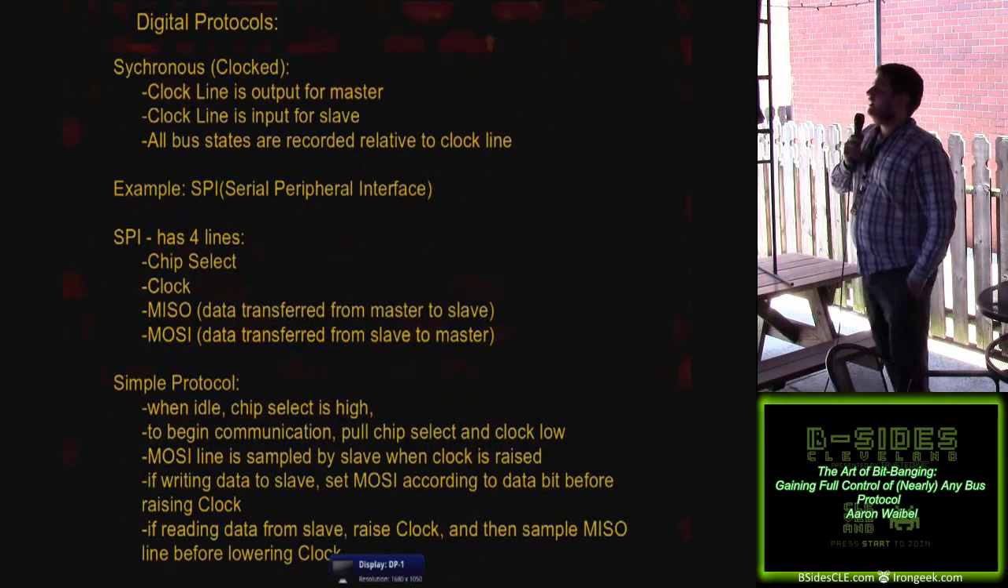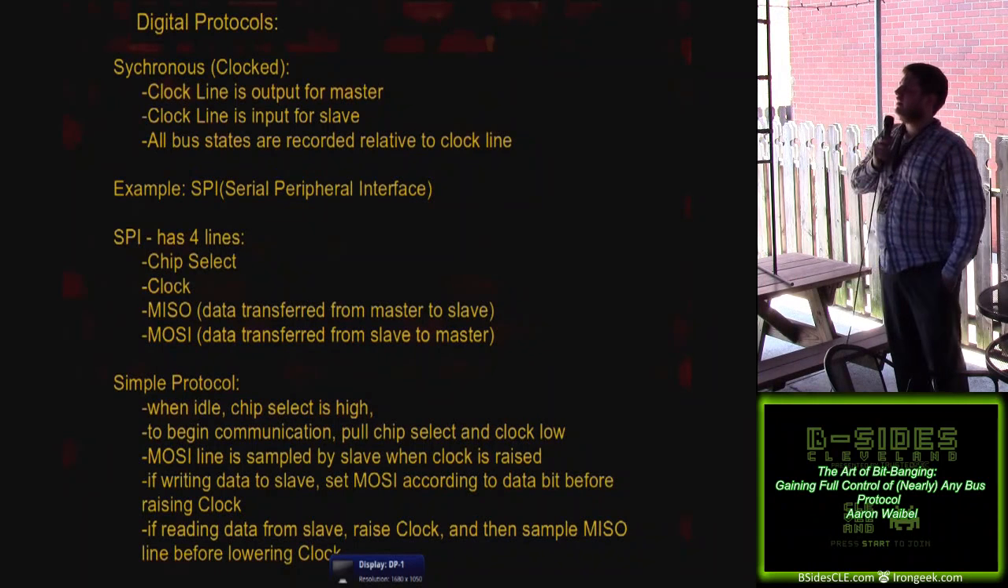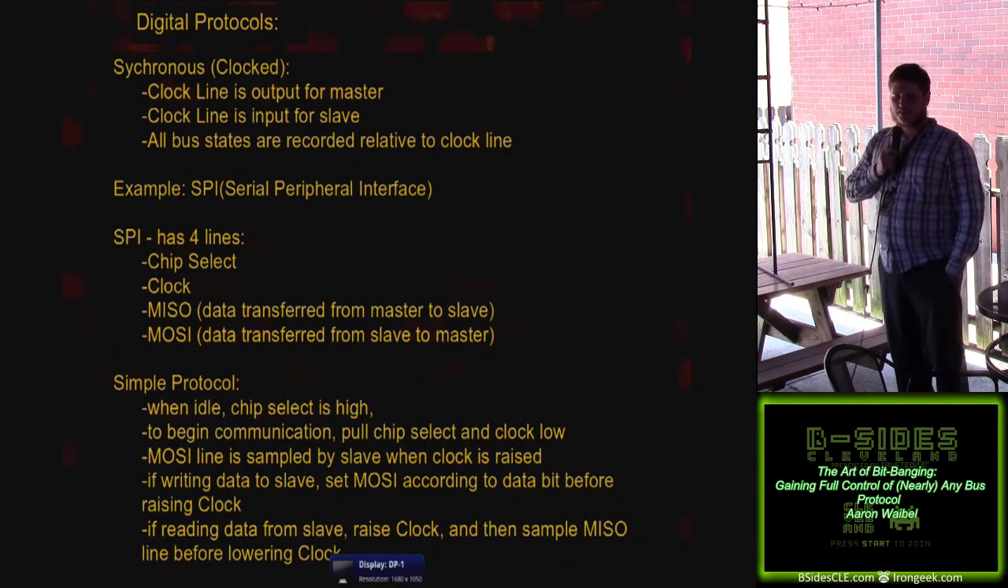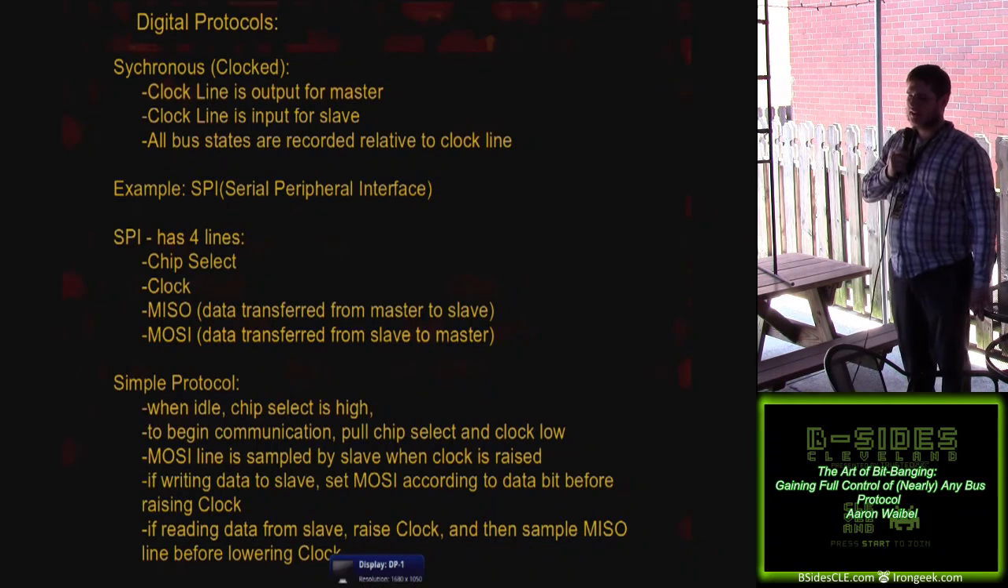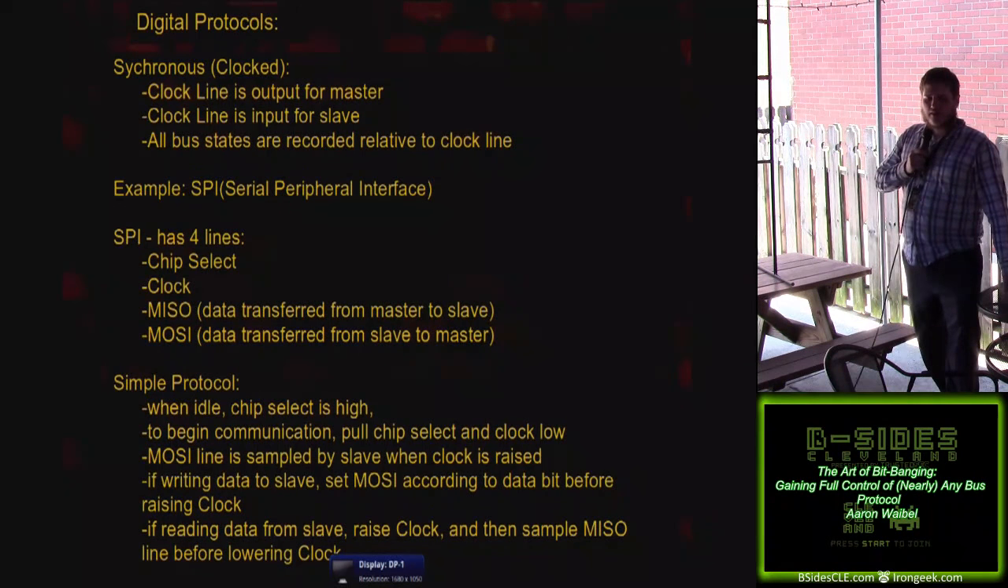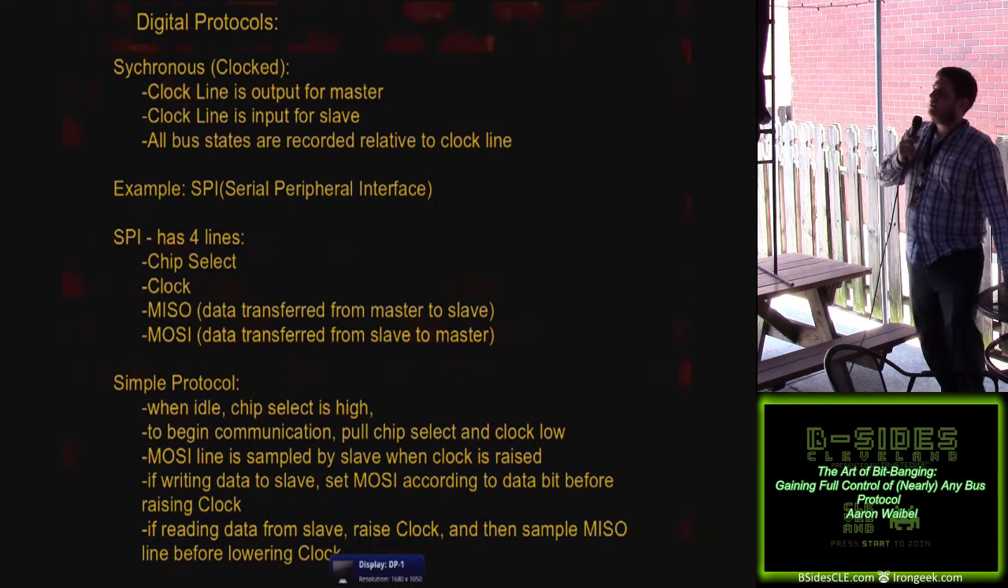So let's start looking at some protocols now that we can actually do with this. Synchronous is a type of protocol that has a dedicated clock line. That clock line is driven by the master on the bus, and it basically just tells whatever device it's reading from or writing to how fast to send the bits. Whenever the clock pulse goes high, that means send the next bit. And when it goes low, it's not until it goes high again that it'll send the next bit. So it's just a way of managing that.